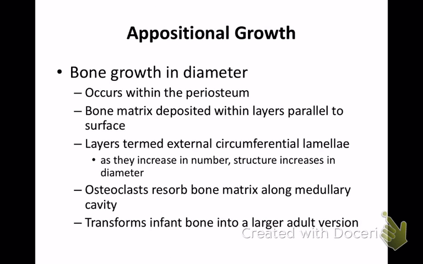All right, so what is appositional growth? That's adding new layers. The only place you can do that on the surface of a bone is on the outside, which is what that periosteal layer is doing. It's making the bones grow thicker.